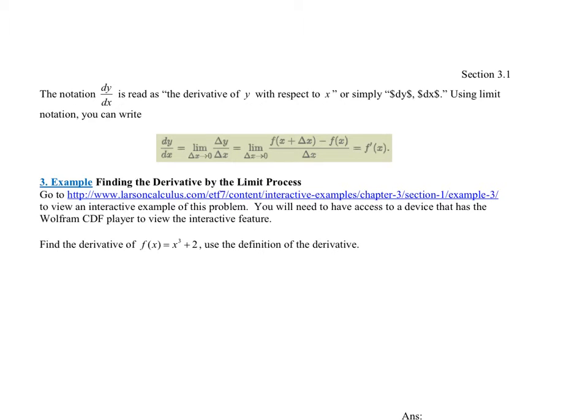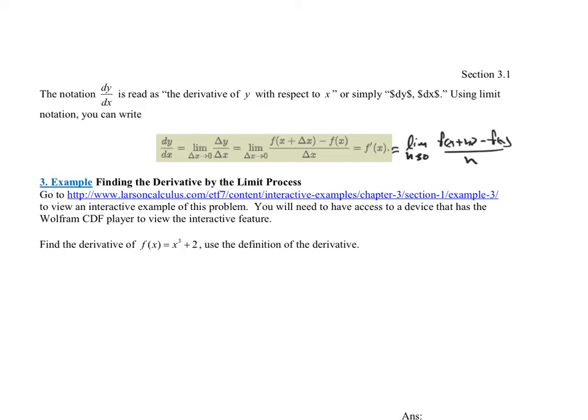So this says the notation dy dx is read as the derivative of y with respect to x, or simply dy dx. Don't mind those dollar signs there, okay? Using the limit notation, they just throw everything right there. Again, what they haven't done is our limit notation, which is the limit as h approaches 0 of f of x plus h minus f of x all over h. So those are all the same thing, okay?